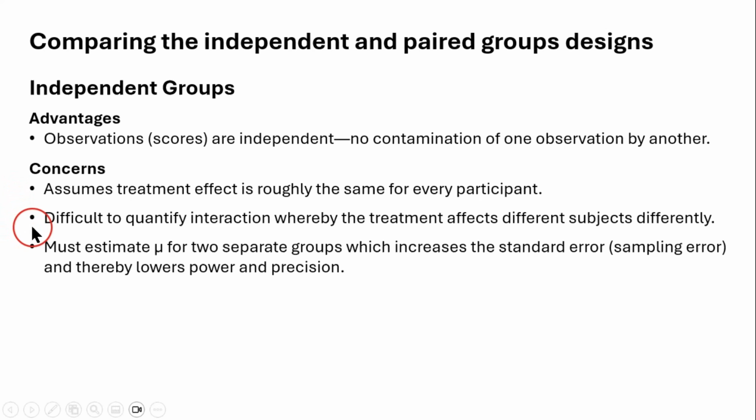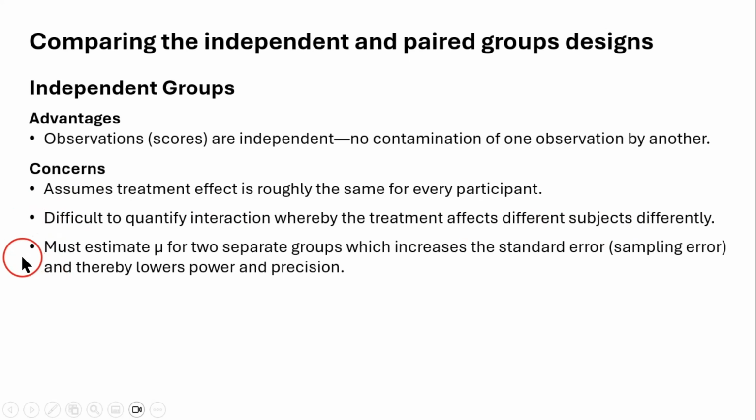And that leads to the notion that with an independent design, you can't really see that effect, because the two groups are different from one another. There's no connection between them. So it's difficult to quantify what's called an interaction, whereby the treatment affects different subjects differently, i.e., different subjects rated the old versus the new fake news quite a bit differently. Some went up, some went down, some stayed the same. You can't really see that with an independent groups design like you can with a paired. So that's a potential concern.